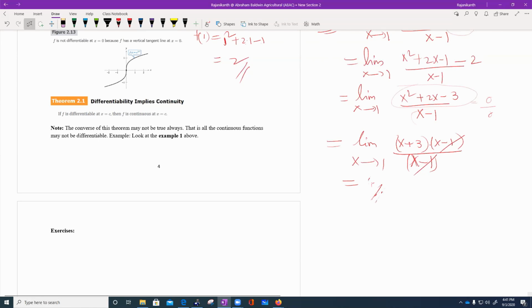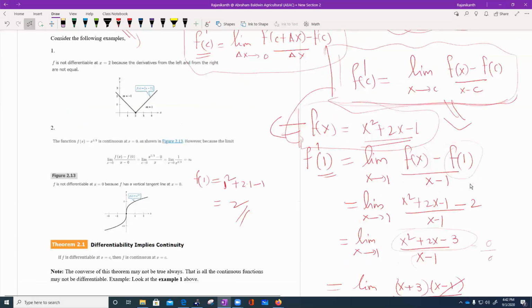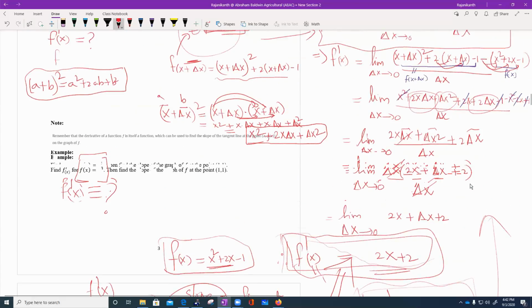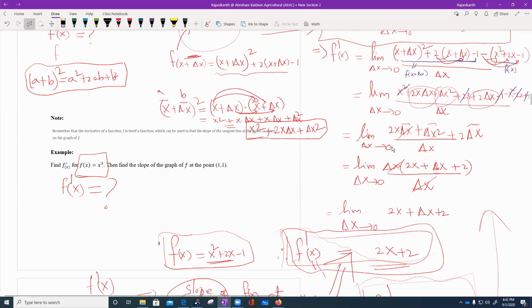Therefore, using the second alternate formula, we also got the same answer. f prime of 1 is 4. But earlier we used a different version of the formula for finding the slope. So, in summary, we now have two formulas for finding the derivative of a function at a given point.